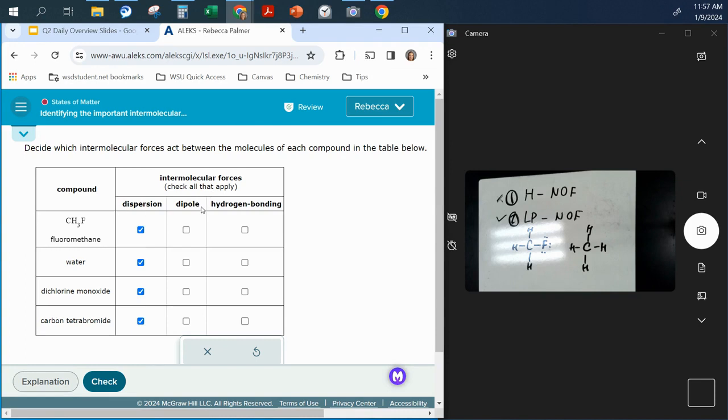Okay, next one, dipole-dipole. So we are looking for something that's unsymmetrical for dipole-dipole. So for dipole-dipole, we're looking for polar molecules. Is it polar? And we're looking for something that's unsymmetrical.